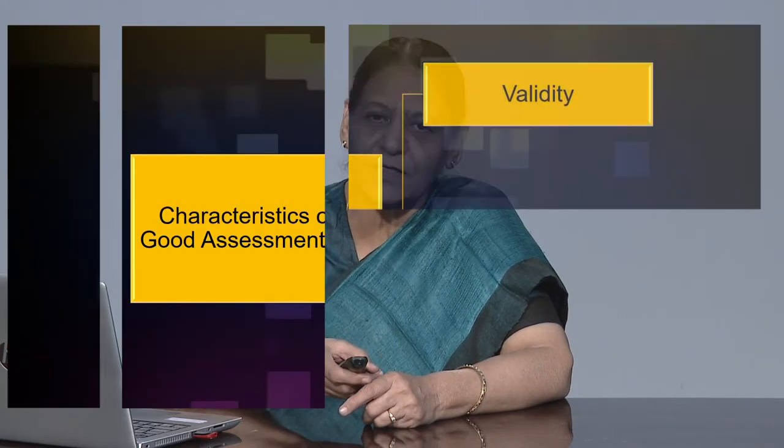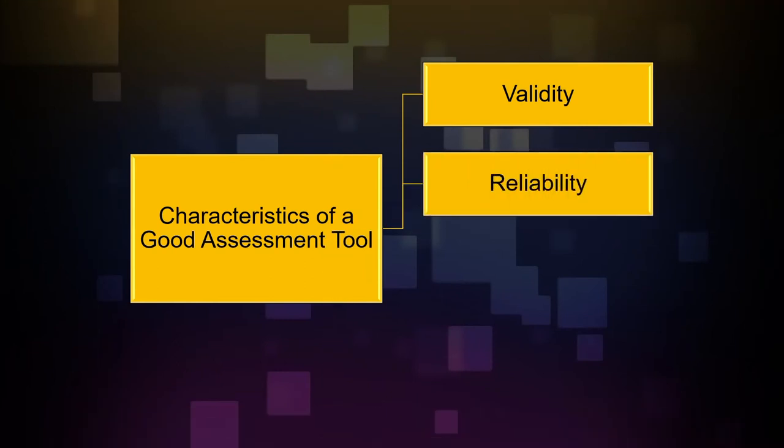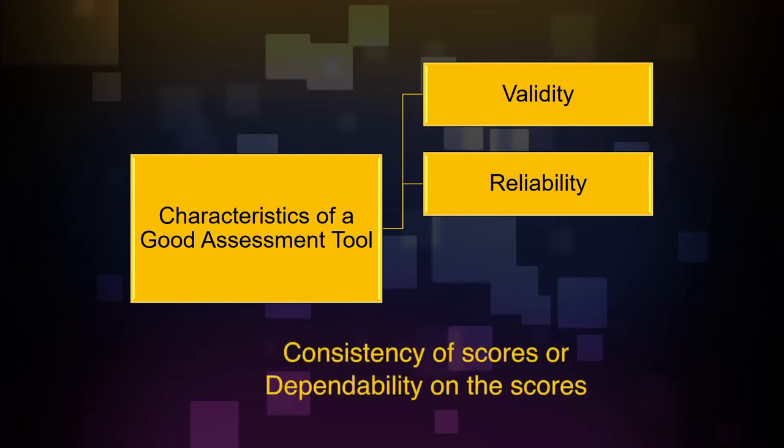The second characteristic of a good assessment tool is reliability. Reliability refers to the consistency of scores or dependability of the scores. If the same test is administered to the learners again after 10 to 15 days or maybe a month's time, then there should not be significant variation in the scores of an individual. The ranking of the students should more or less be the same.